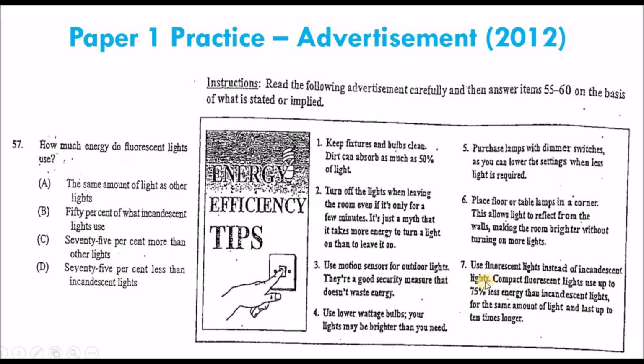Let us look at tip 7. Compact fluorescent lights use up to 75% less energy. So automatically, less energy than incandescent lights. We see without a shadow of a doubt the answer is what? The answer is D.